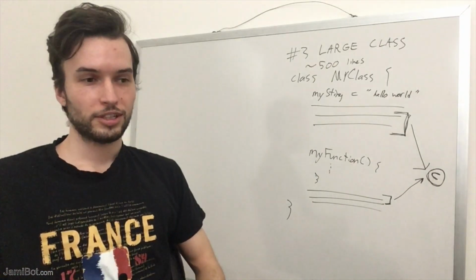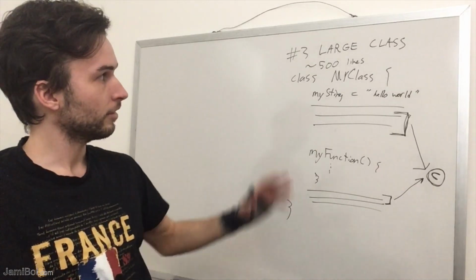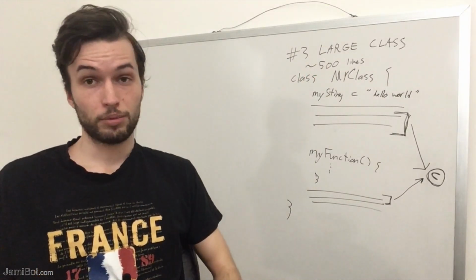Cheers to writing better code. I love improving the code of the world. Hopefully you agree with this. 500 lines is a rule of thumb that I just made up based on what I've seen in my decade of programming experience.